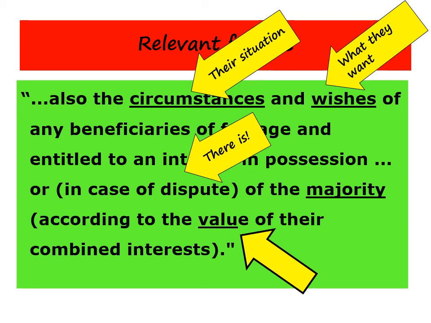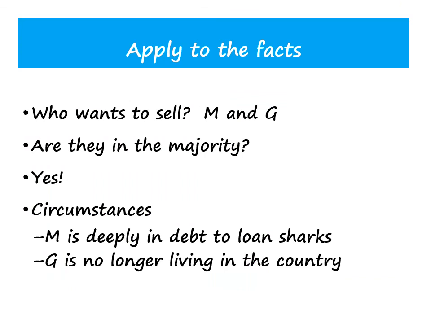When we apply this, we can see that it's Michael and Grace who together own the majority share because they own 5/8 as opposed to Esme's 3/8. And we also look at their circumstances. Well, we know that Michael is desperate to sell because he's deeply in debt to loan sharks, and Grace wants to sell because she's no longer living in the country. So on balance, I would conclude that the court is likely to order a sale.